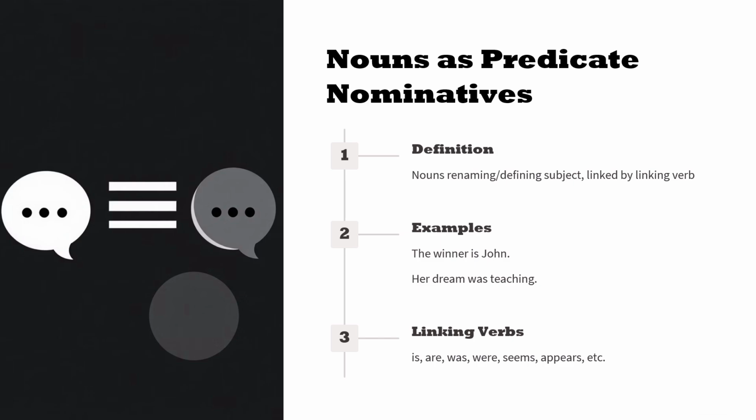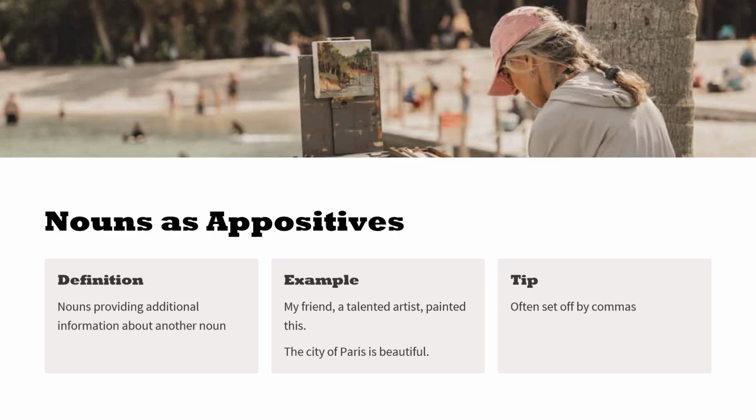Recognizing predicate nominatives is important because they deepen our understanding of how subjects can be renamed or defined within a sentence. This is especially important for mastering complex sentences in English, particularly for academic and professional writing. Okay, so now let's explore another important function of nouns, which is the appositive. This function allows us to add extra information or clarification to a noun, enhancing the meaning of our sentences in a concise and elegant way.